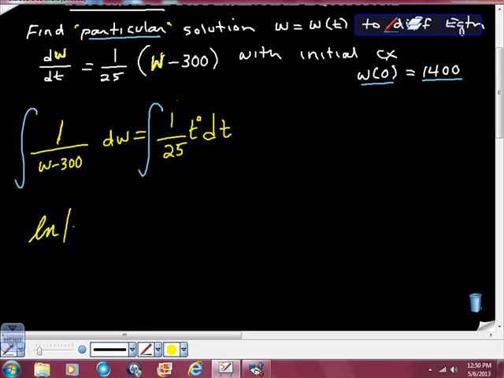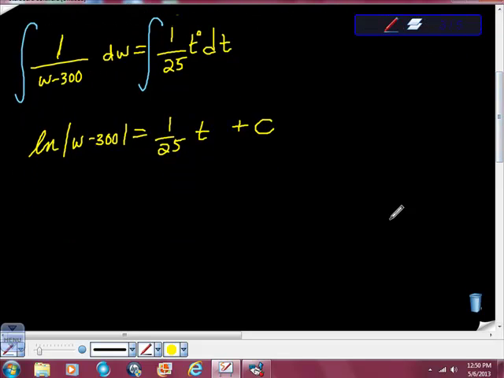So we have ln of W minus 300 is equal to, and when I take the derivative of this, I'm going to get 1/25th t, aren't I? Plus c here. So I hope all that makes good sense. I'm going to keep following this through.